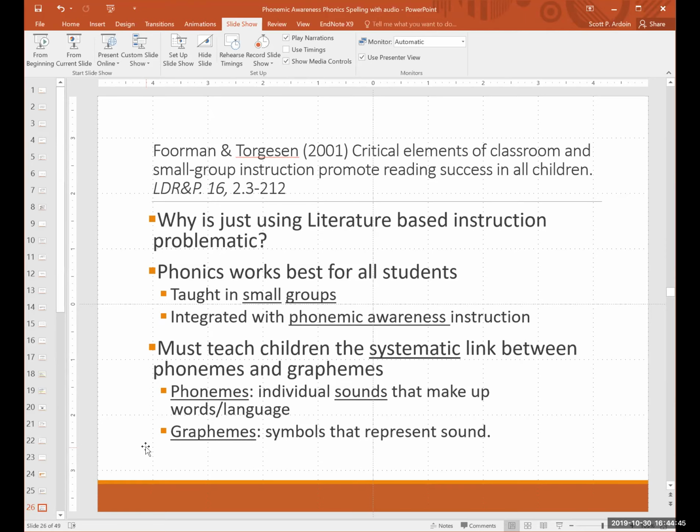So we can teach that blending by really focusing just on the phonemic awareness. Once we get some basic phonemic awareness and blending skills down, then we can start doing phonics. And then once we do that, we can really integrate phonemic awareness and phonics together. So we must teach children the systematic link between phonemes and graphemes. Phonemes are the individual sounds that make up the words in a language. We talked about that before. And graphemes are the symbols, which are the letters that represent sounds.